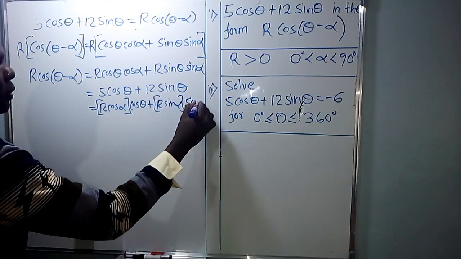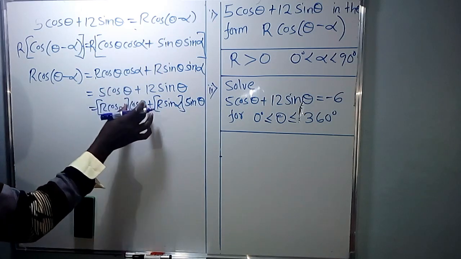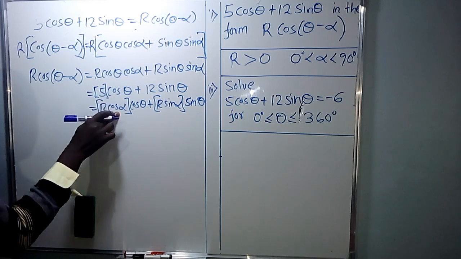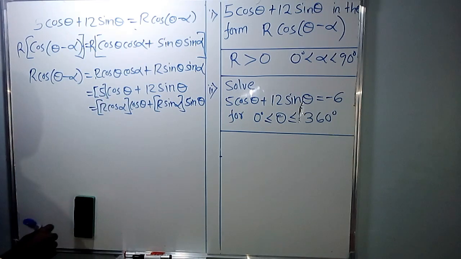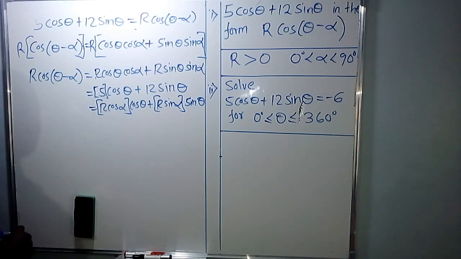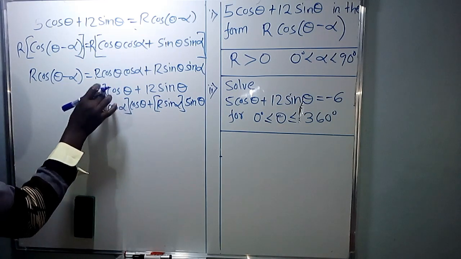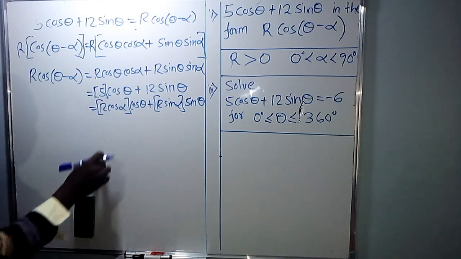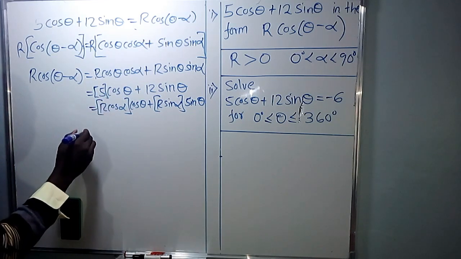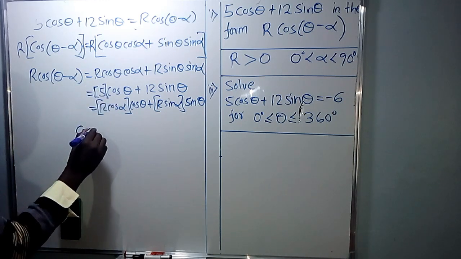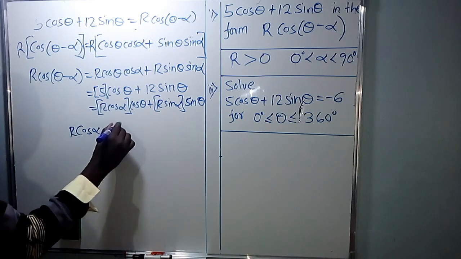So that you can see the coefficient of cos theta in the upper equation is 5, and the coefficient of cos theta in this one is r cos alpha. These two equations are the same, so you compare their coefficients. The unknown coefficient must be the same as the known coefficient. So the unknown coefficient here is r cos alpha, which is the coefficient of cos theta, and the known coefficient is 5. Meaning this 5 must be the same as r cos alpha. So it implies r cos alpha equals 5.